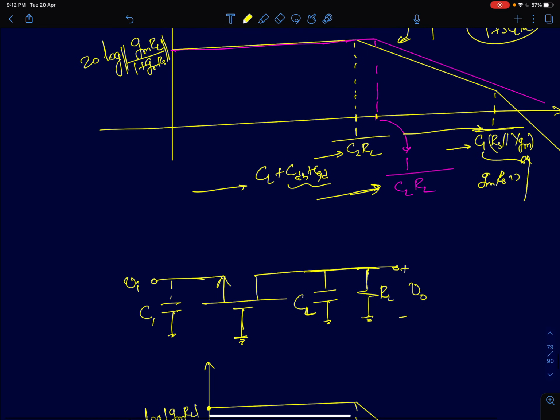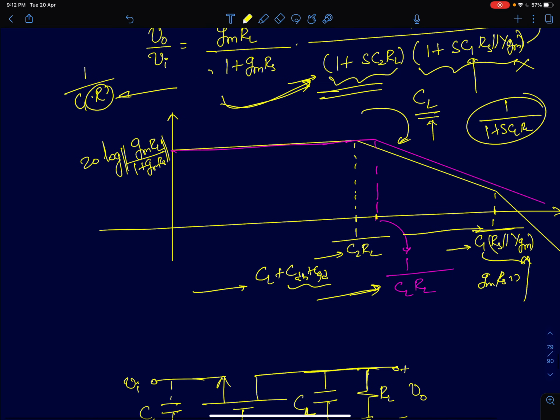But you should keep in mind, common gate amplifiers by themselves are not used often in voltage amplification. They are used only if the source resistance is very small. And because of their very low input impedance, they are very commonly used as current to voltage converters, current amplifiers or current buffers.